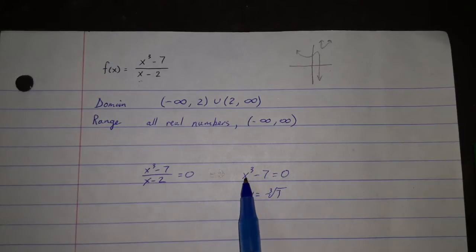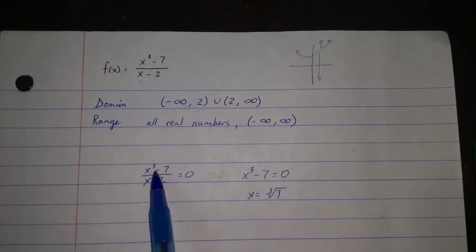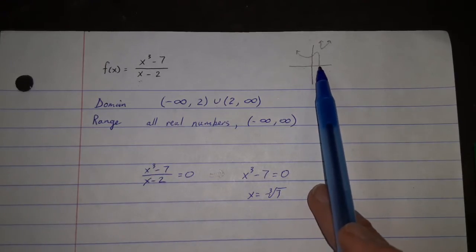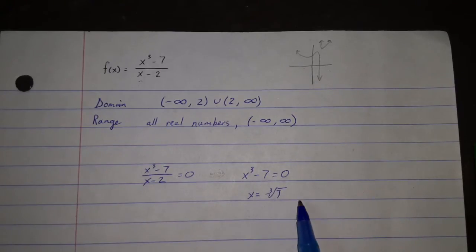If this is plugged into here, we have the cube root of 7, cubed. It's going to give me 7. 7 minus 7 is 0. That's my numerator. 0 divided by anything is going to give me back 0. So we're good here. So this point is now known. It is (cube root of 7, 0) for our x-intercept.